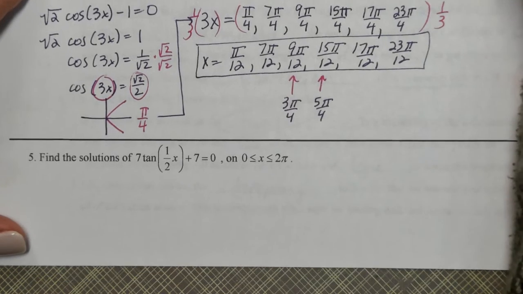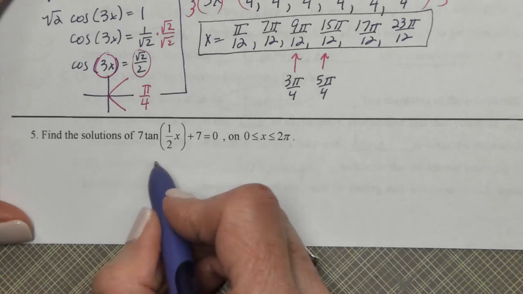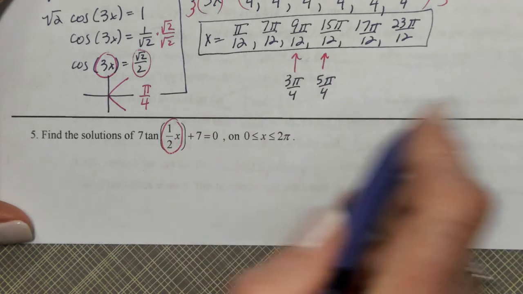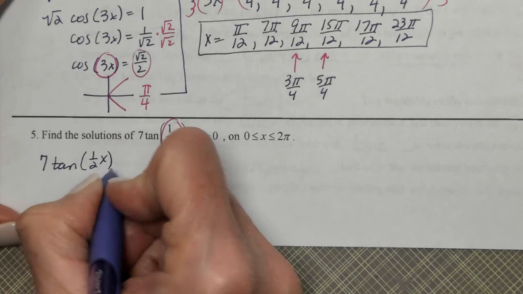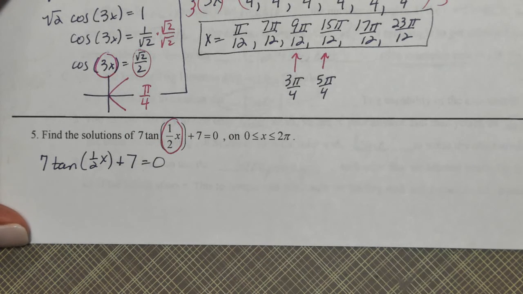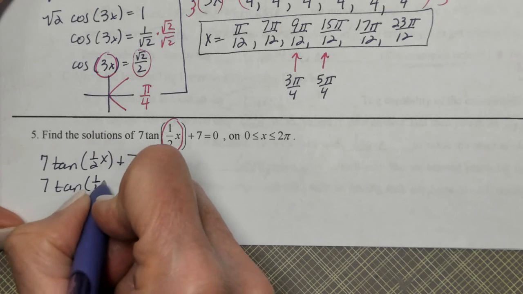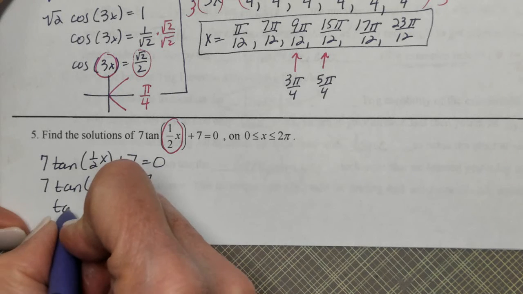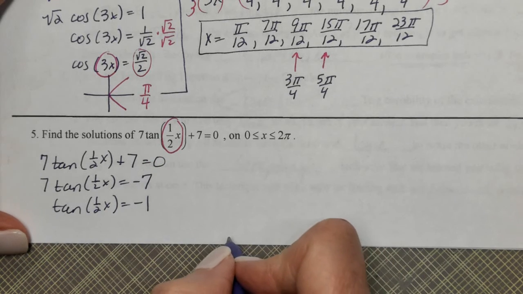Alright? One more. Find the solutions of this equation. So this time we have a little 1/2 x as our argument. So we have 7 tangent of 1/2 x plus 7 is equal to 0. I'm going to isolate my trig function, subtract the 7 to the other side, and then divide both sides by 7.